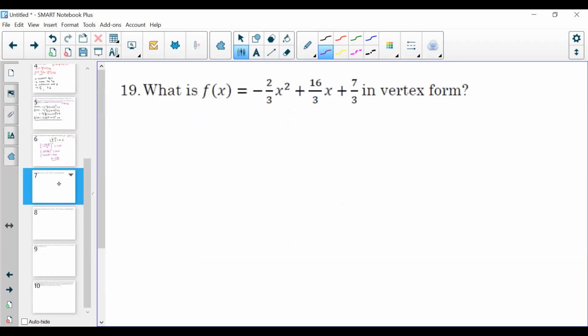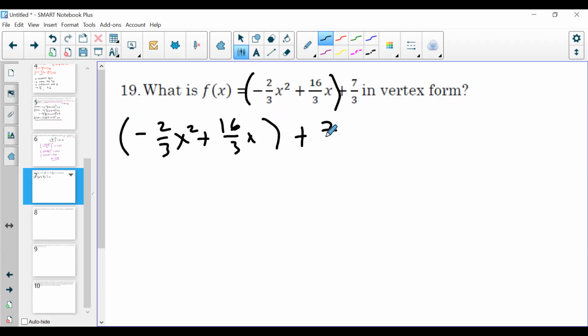Now we're on number 19. So number 19, what is this f of x in vertex form? So for vertex form, you need to complete the square here. So I'm going to isolate the first two terms first. So I have negative 2 over 3 x squared plus 16 over 3x plus 7 over 3. And I don't want any a value in front of my x squared.